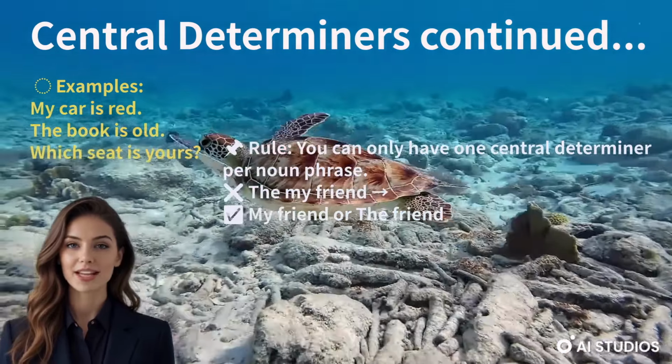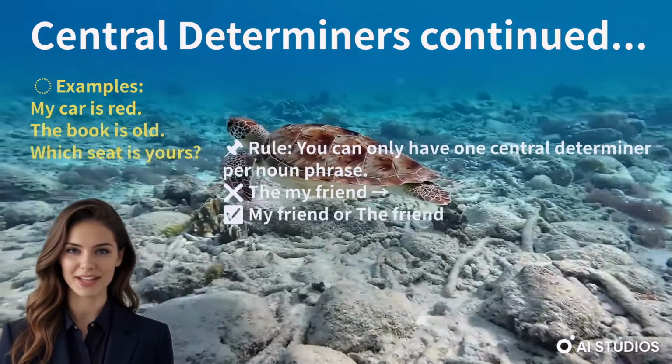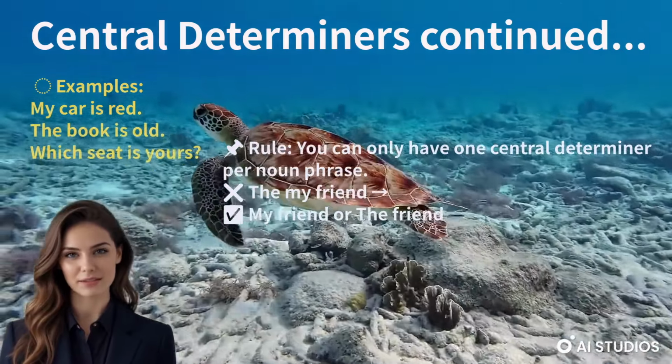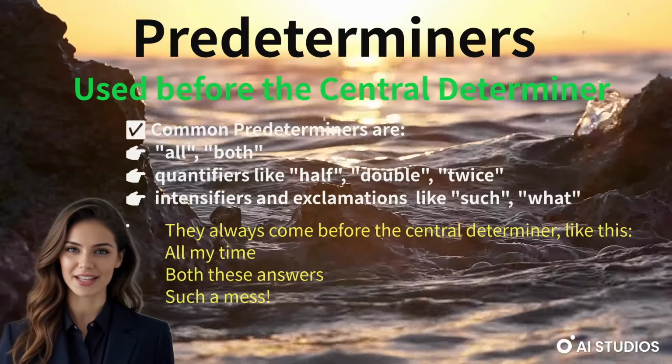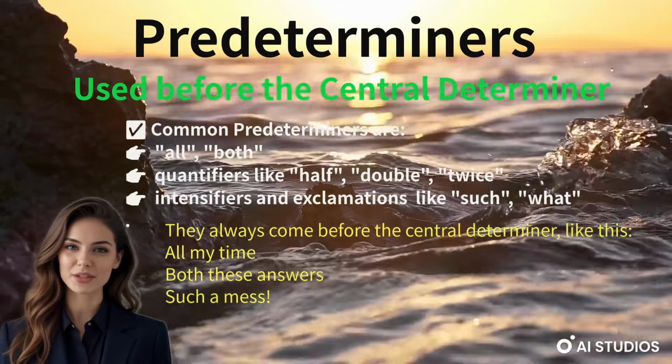Rule: you can only have one central determiner per noun phrase. It is wrong to say, the my friend. It should be, my friend. Or the friend.